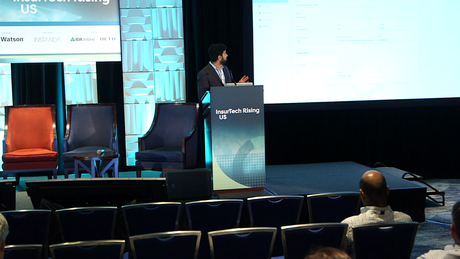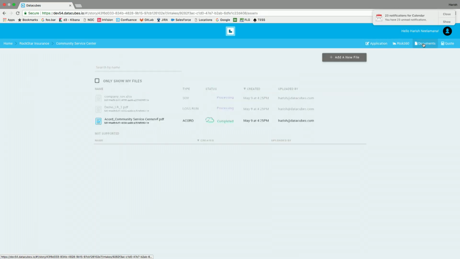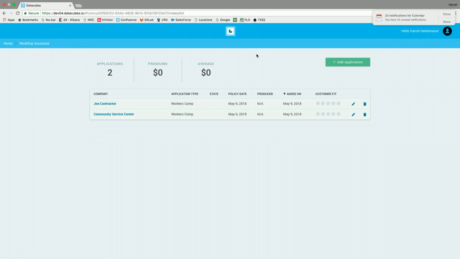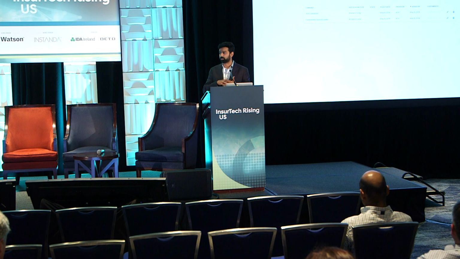But essentially, what is happening here is that the documents that were in that email is getting processed and pulling the information out of it and presenting it back to the underwriter. So that's step 1. Step 2 is pull the information out of that document and then enrich it with external data. I think Piyush was here talking about some of the external data sources. There's a broad array of data sources out there.